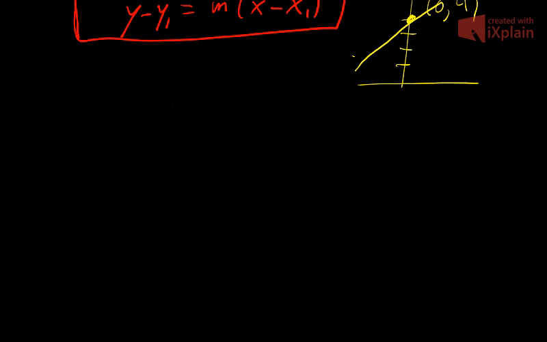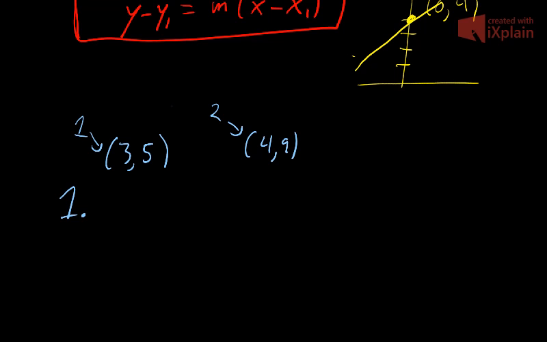This time we're going to use 3, 5, and 4, 9. If we remember, my first step is going to be to find the slope. Let's make this point 1 and this point 2. So y2 minus y1 is going to be 9 minus 5, and x2 minus x1 is going to be 4 minus 3. That's going to equal 4, which is going to be my slope value.